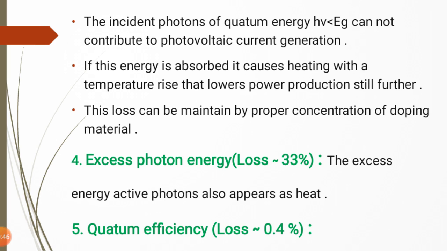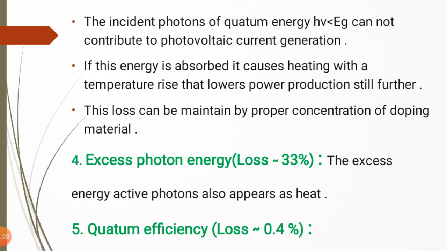This loss can be reduced by proper concentration of the doping material, because if the doping is proper, then there is a proper band gap, so the photon gets absorbed by that particular electron, so that it can be excited from the valence band to the conduction band. That means the photons get absorbed easily, and all these photons are utilized for current generation, so that we are able to obtain the maximum efficiency for that solar cell.